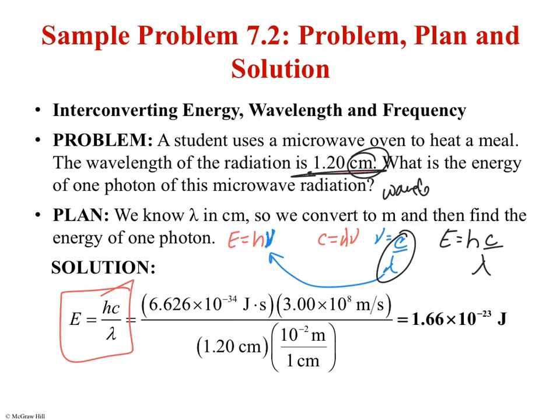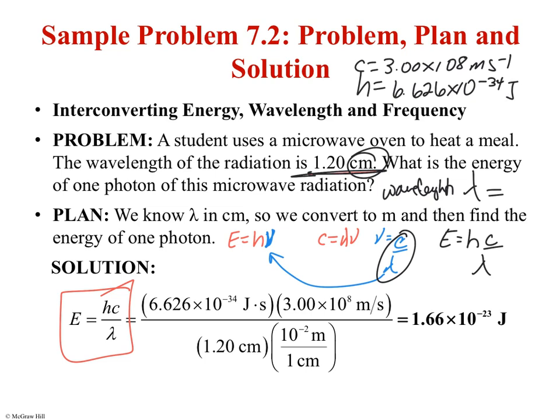Wavelength is lambda, and because we have C, what is C? 3.00 times 10 to the 8th meters reciprocal seconds. You get that on your periodic table. What is h? That's Planck's constant, 6.626 times 10 to the negative 34 joules times second. You get that also on your periodic table.